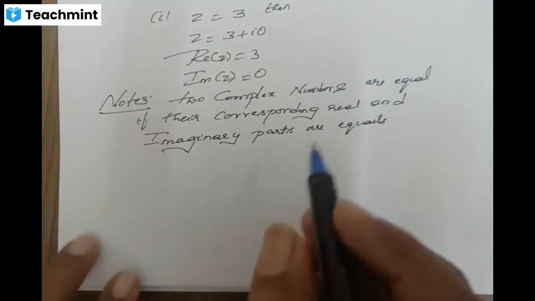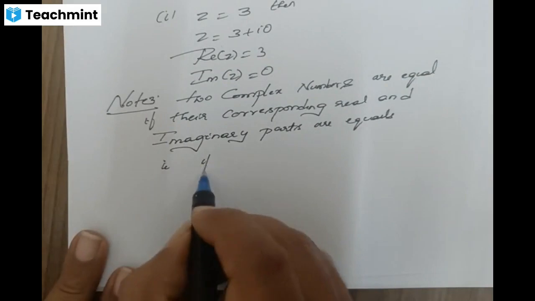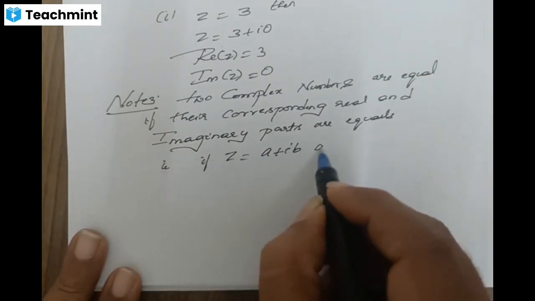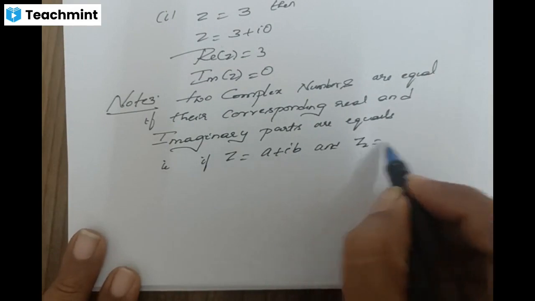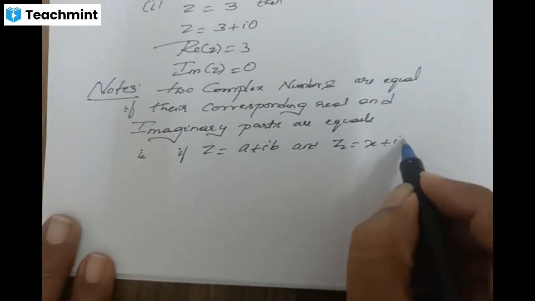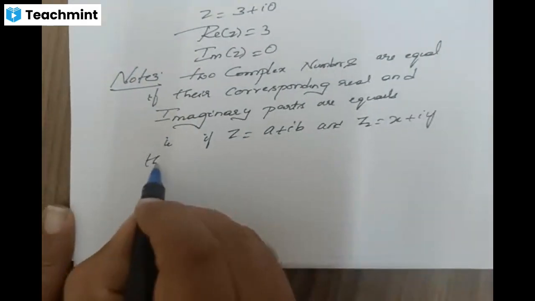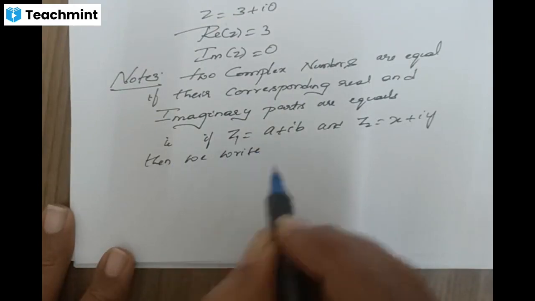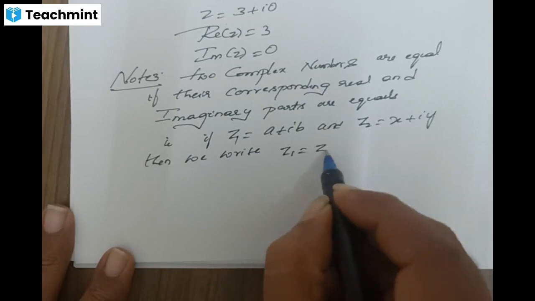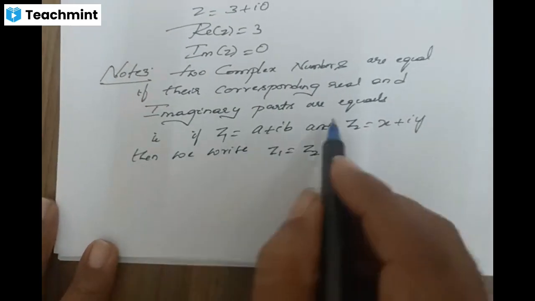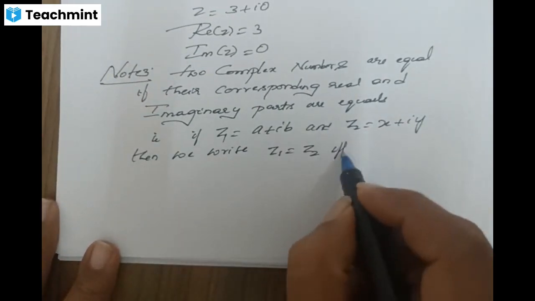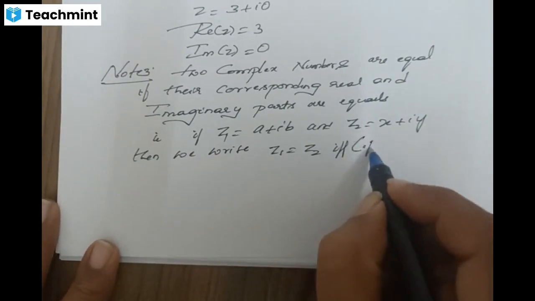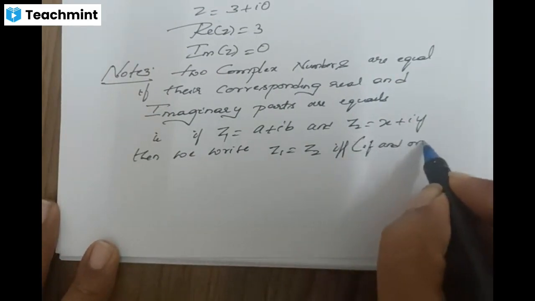So that is, I will write, if z1 is equal to a plus ib, and z2 is equal to x plus iy, then we can write z1 is equal to z2. So two complex numbers are equal if and only if. The short form of if and only if is iff.